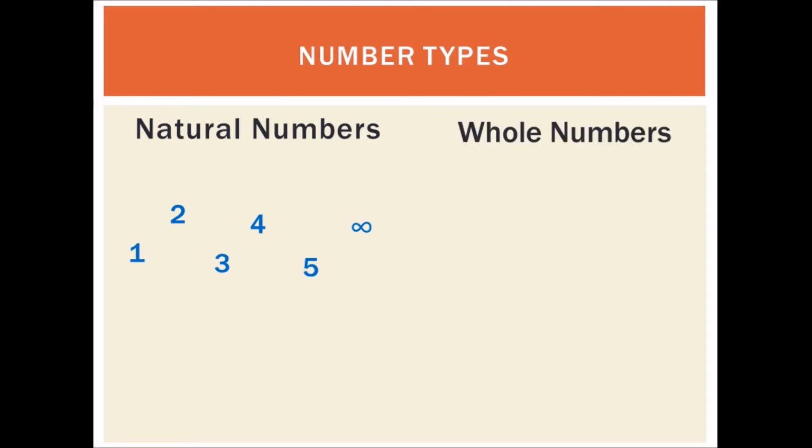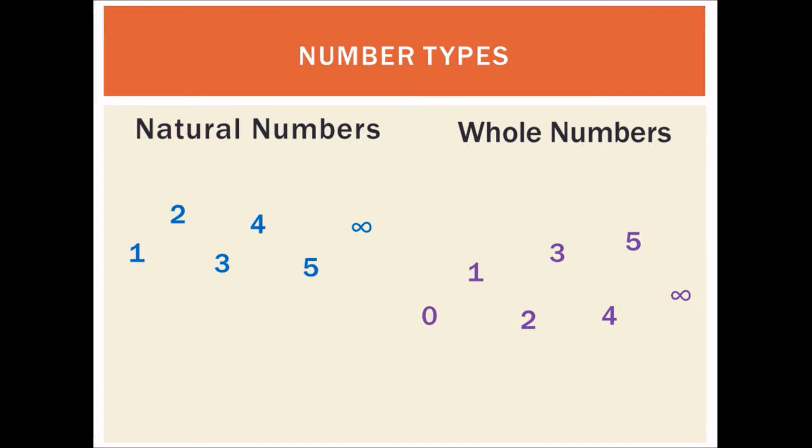The second number type is called whole numbers. Whole numbers are similar to natural numbers, except it also includes the number 0. So we have 0, 1, 2, 3, 4, 5, and large numbers, which we're going to call infinity.